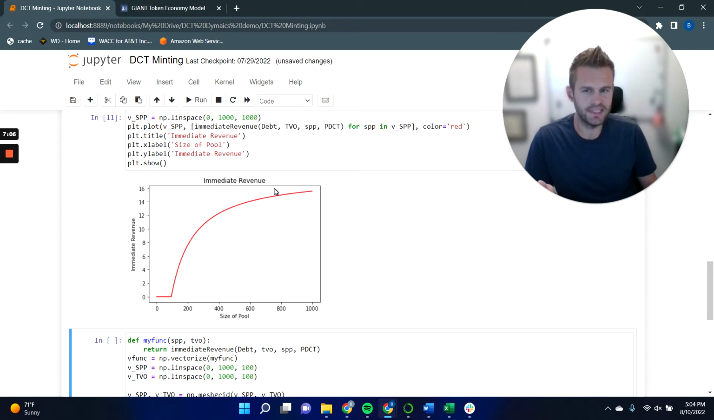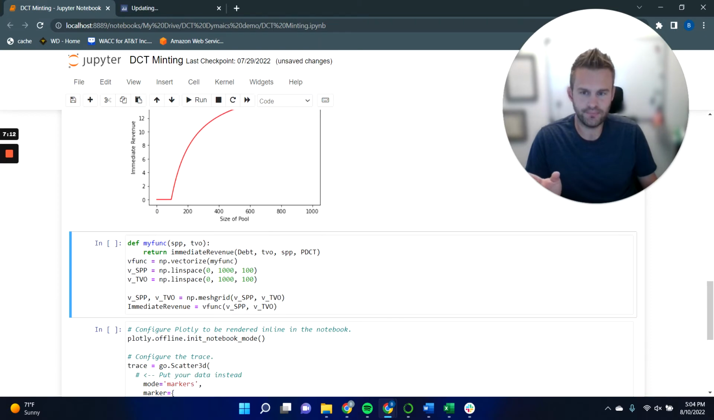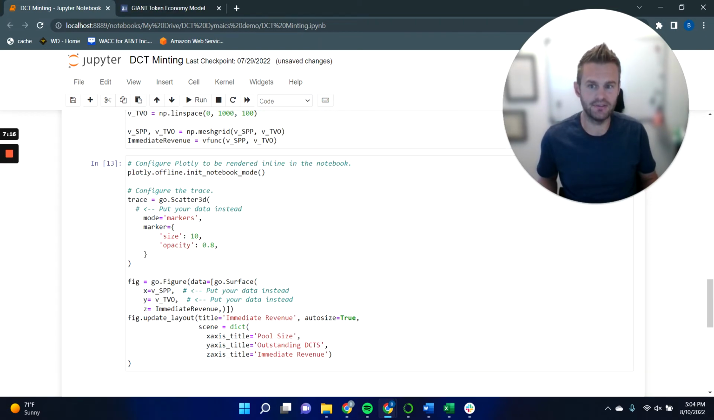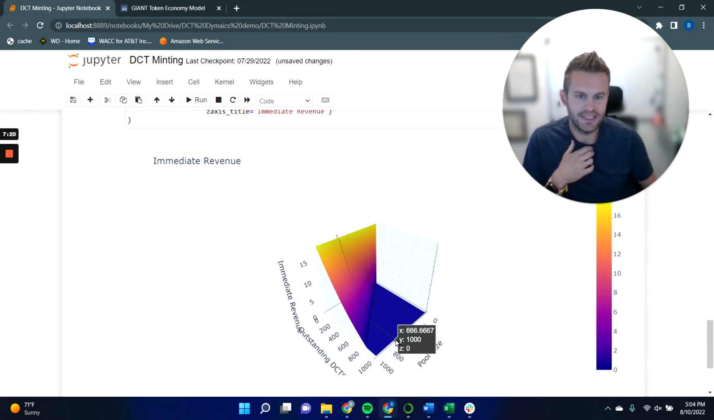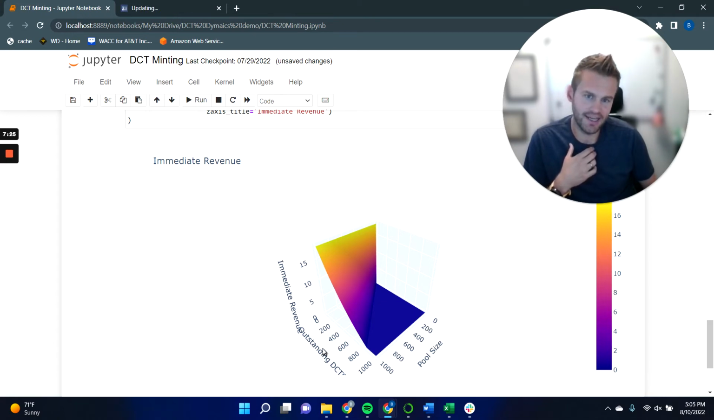This is only one dimension, obviously. There are lots of dimensions in here, and so for today, I'm going to focus on SPP and TVO. I'm now going to do a quick 3D plot. Again, you can play with this yourself. For these states down here, I have pool size on the x-axis, outstanding DCTs, my TVO value, on the y-axis, and then the immediate revenue on the z-axis up here.